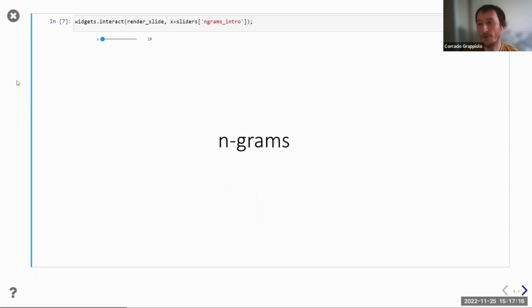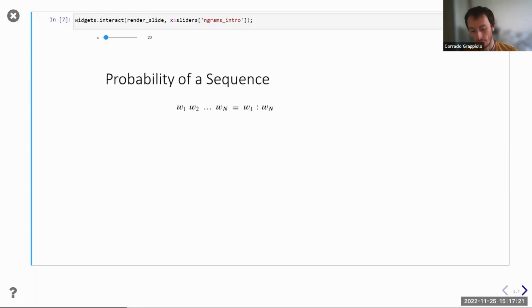Then we can move on and talk about n-grams, which are arguably the simplest approach to language modeling. Let's recap again. The idea of language modeling is creating a model that can calculate the probability of a sequence of text, or the probability of a word given a previous context. A sequence of words can be represented as this chain of words from 1 to n, or in a short notation, we can use the colon.